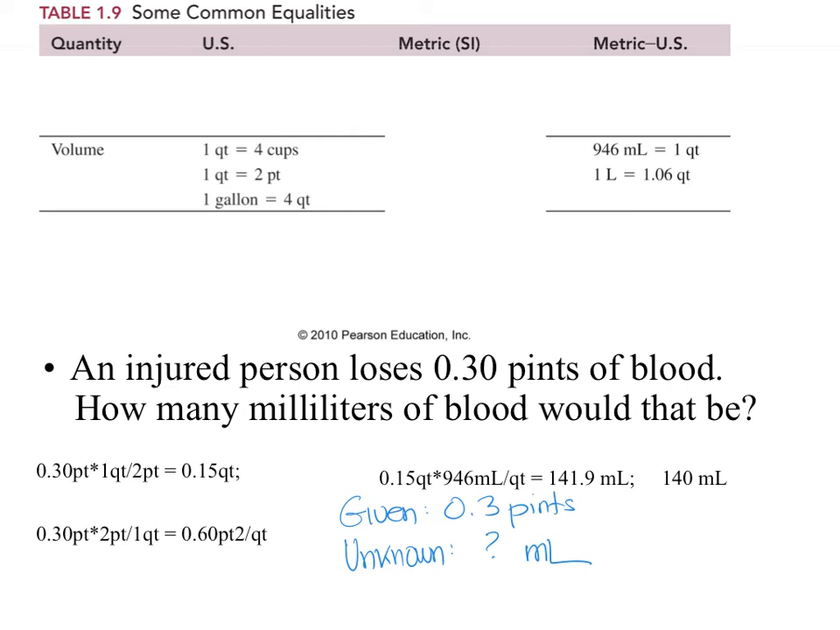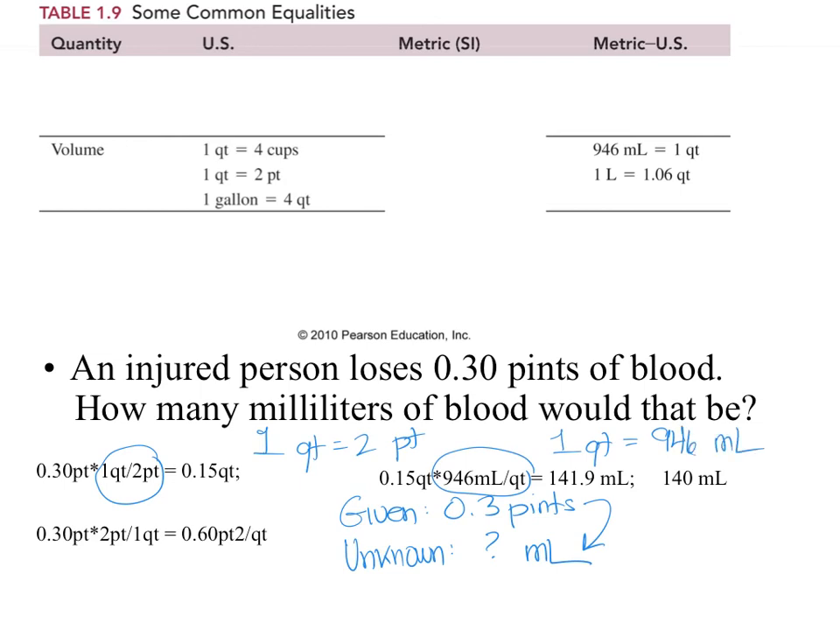Okay, so I've got to find a conversion that allows me to go from pints to milliliters. And you may find one, but you might also have to go through another unit to get there, okay? And so what's showing you right here? 1 quart equals 2 pints. Well, that doesn't quite help me exactly. I've got pints in there, but who said anything about quarts? Well, 1 quart is equal to 946 milliliters.